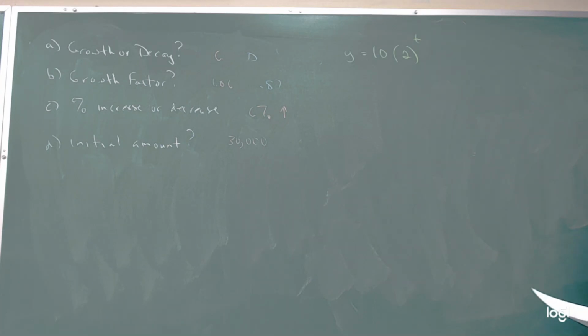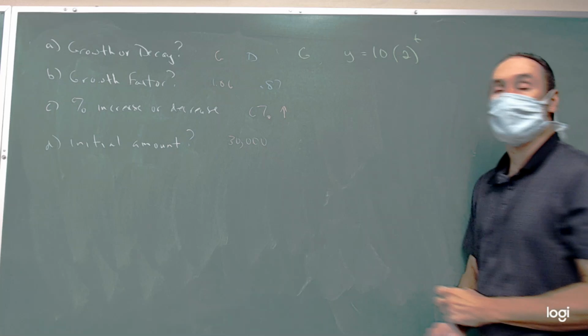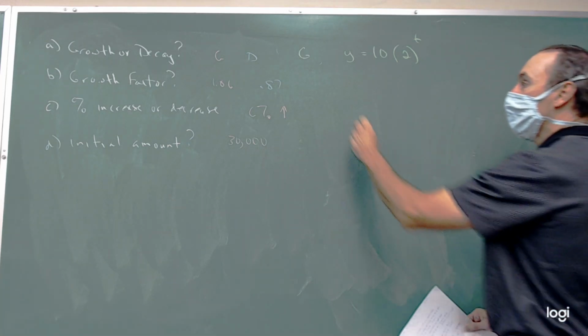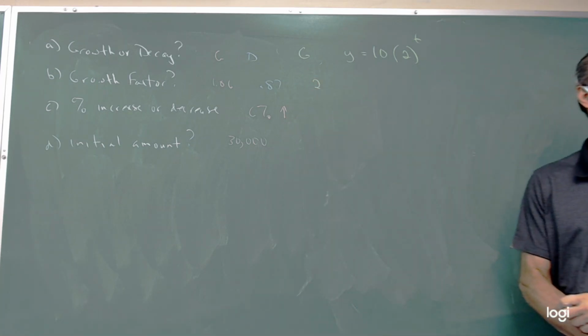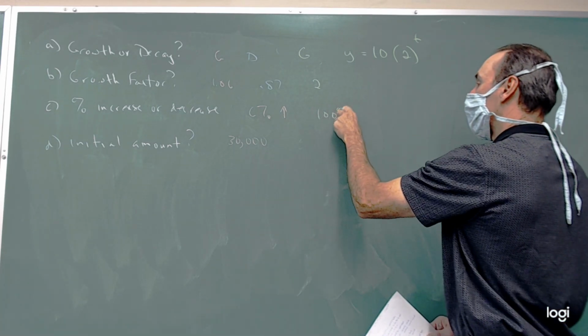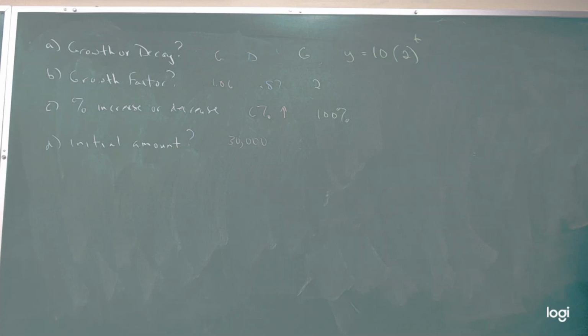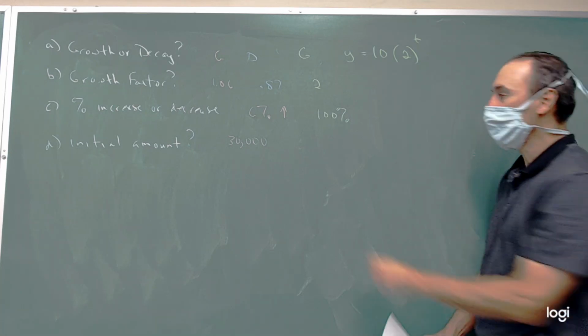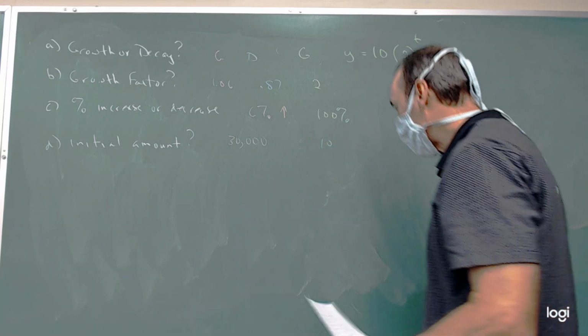So Grace, growth or decay? Good. And what's the growth factor? 2. Good. And what's the percent increase or decrease? Yeah, good. And sometimes that bothers people once you're not seeing that decimal in there. It's still going to be that. Subtract 1 from it, make it into a percent. What was the initial amount? Nice. Okay. So let's graph this for a minute.